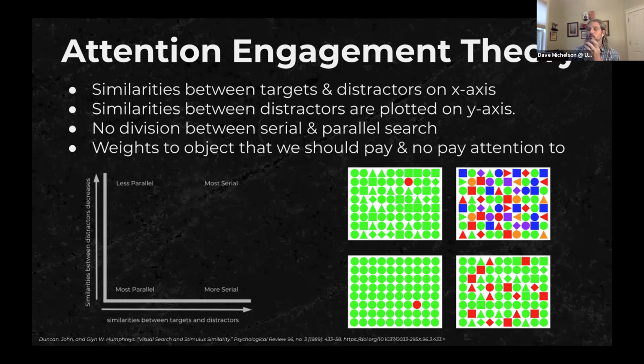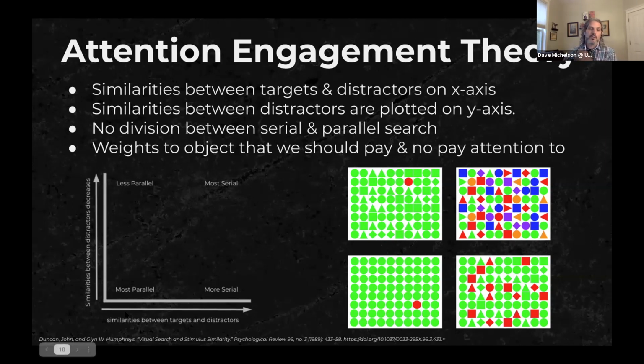And this took it a little bit further. What researchers started noticing was that there's not this very dichotomy of searches where it's not just feature or conjunction, and it's not just serial or parallel. In fact, it's probably a little bit more of a continuum. So on top of that, attention engagement theory pointed out the fact that when there's similarities between targets and distractors, that also adds to the reaction time.